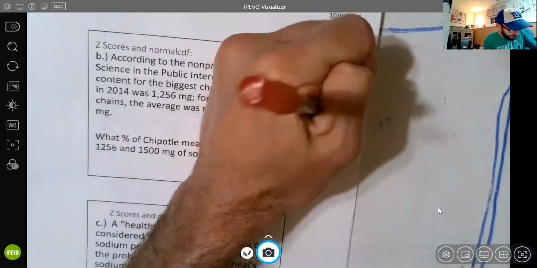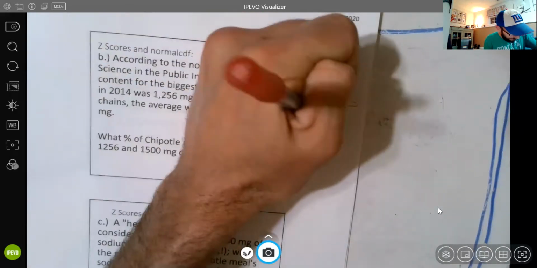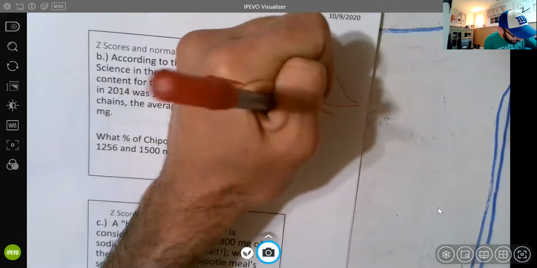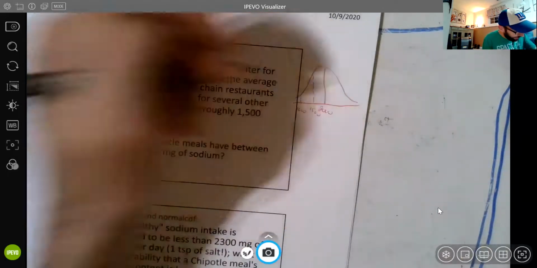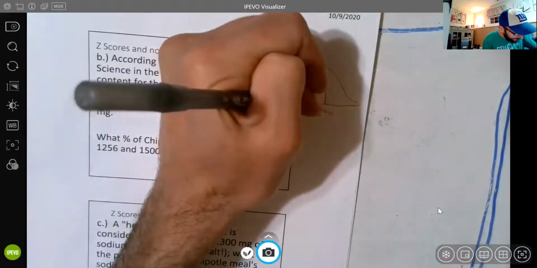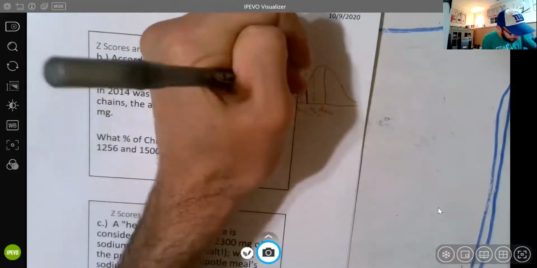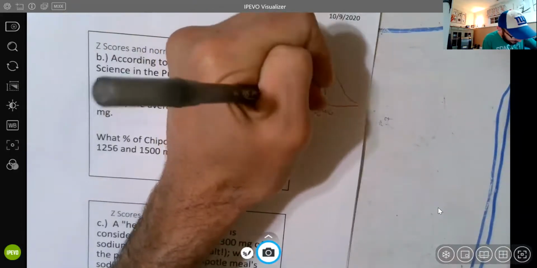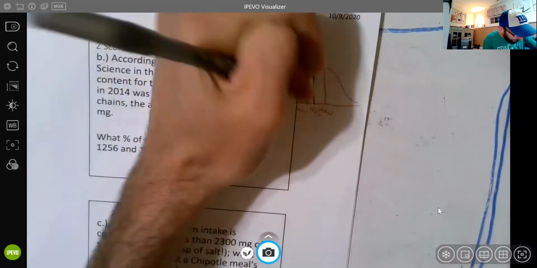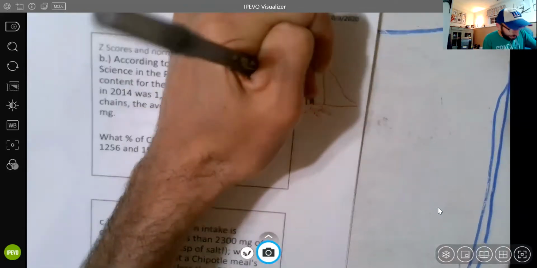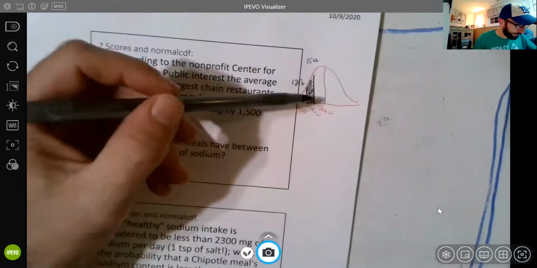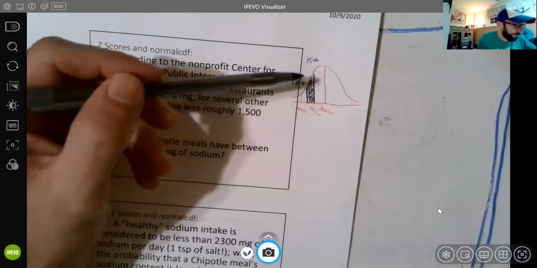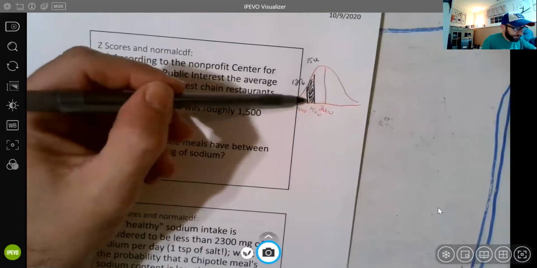So we got 2,000 here. This is our 1,500. This would be 1,000. So we want between 1,256. 1,250 would be right in the middle. So 1,256 and 1,500. We could use the empirical rule to try to narrow down our options here. For instance, we know the answer is less than 50%. We know the answer is less than 13.5%.